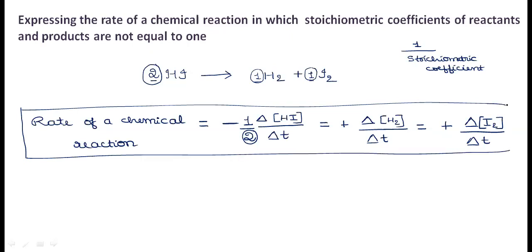So when you're writing this, if stoichiometric value is there, you need to give importance for that. That is what very, very important you need to focus. So if it is equal to 1, no need to take that. If it is greater than or less than 1, that should be included in the definition equation.